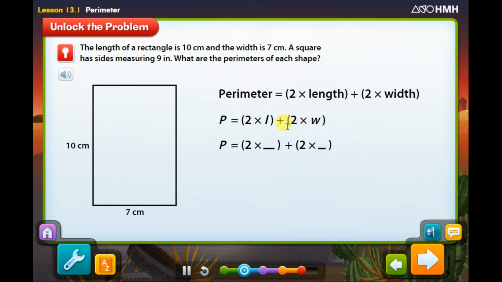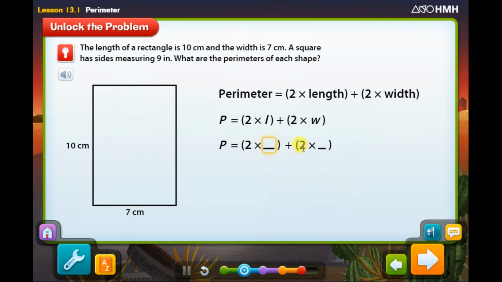Now, use the formula to find the perimeter. Write the numbers you know in place of the letters. What number is the length? To find the perimeter, you have to add all sides of the rectangle. And I have how many lengths? I have 2 lengths, right? That's why I multiply by 2. Plus, how many widths? I have 2 widths. That's why I multiply by 2.